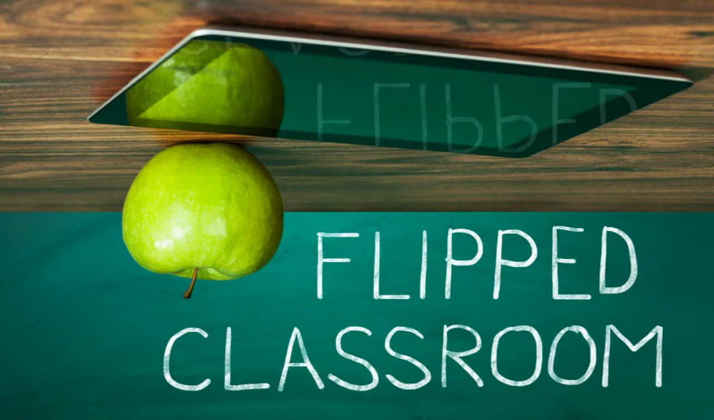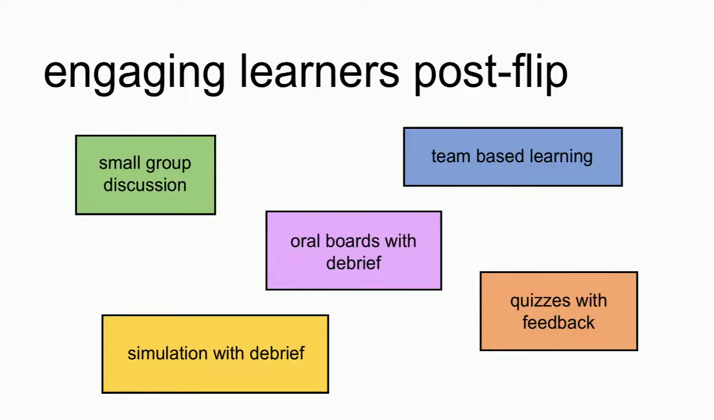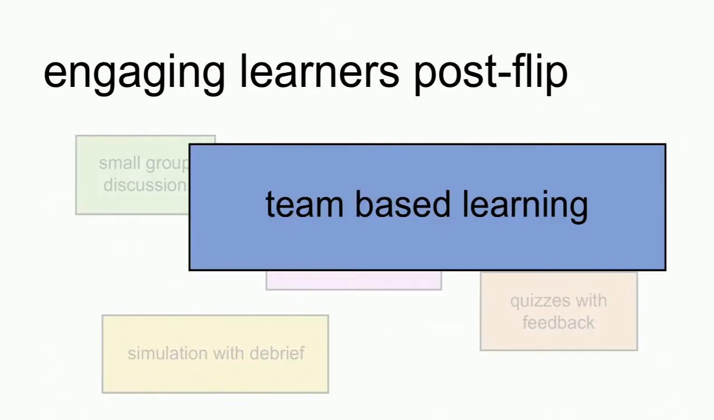So team-based learning is a perfect adjunct to the flipped classroom because it allows that in-class participation. So once we've flipped classrooms, let's say, for example, we've done a podcast or something at home. Then once we get to the class, these are some ways that you can engage the learners post-flip. Team-based learning being one of them, oral boards with a debrief, so people could do the work at home and then go apply it in an oral board scenario or in a simulation scenario. But right now we're talking about team-based learning.